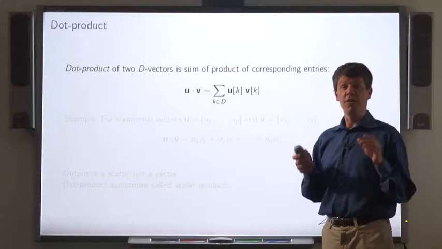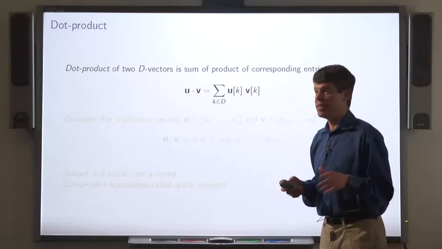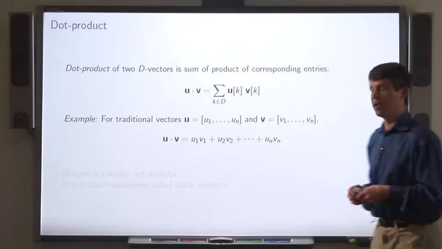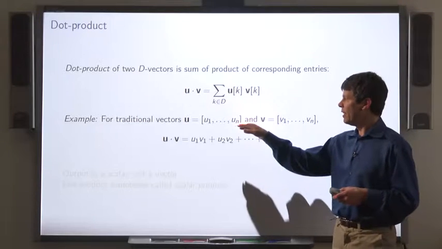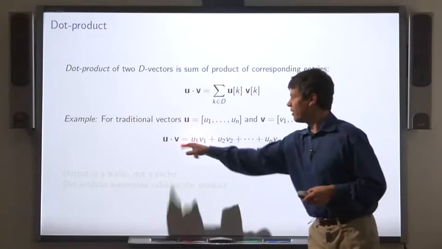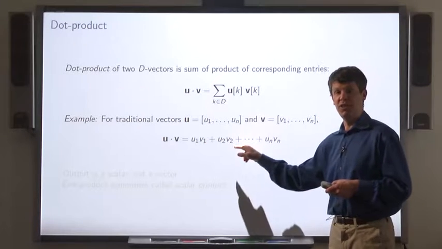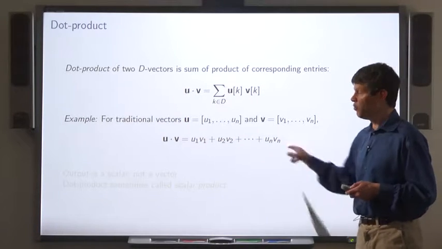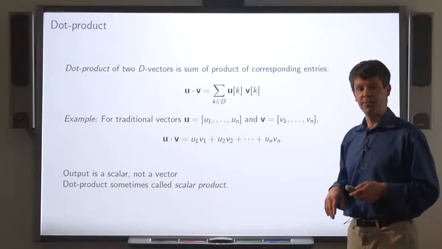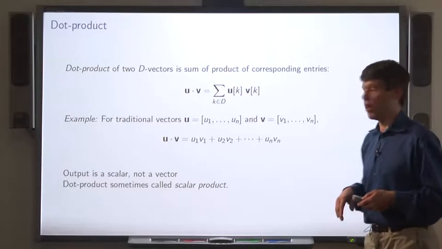Now I'll introduce another vector operation, dot product. The dot product of two vectors is the sum of the product of corresponding elements. So, for example, with vectors represented as lists, u1 through un and v1 through vn, the dot product is the sum of u1 times v1 plus u2 times v2, and so on. Now notice that the output of dot product is a scalar, not a vector. For this reason, dot product is sometimes called scalar product.